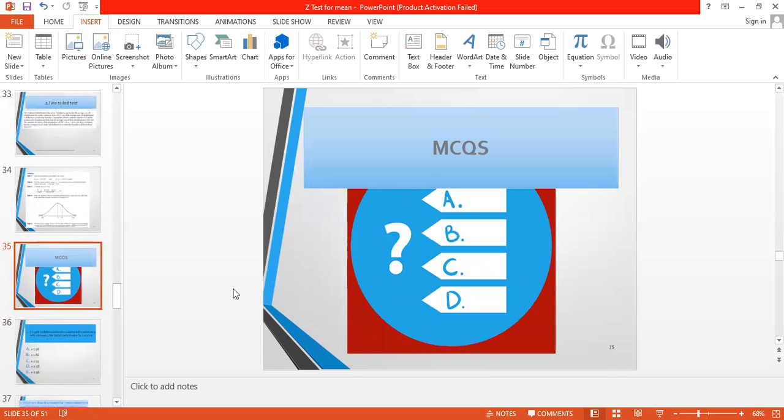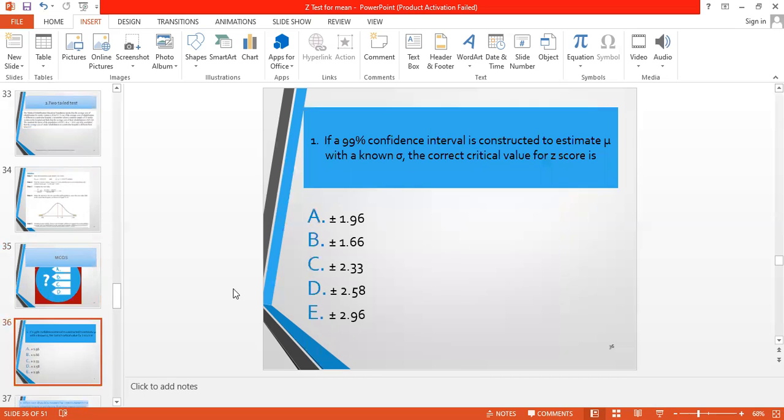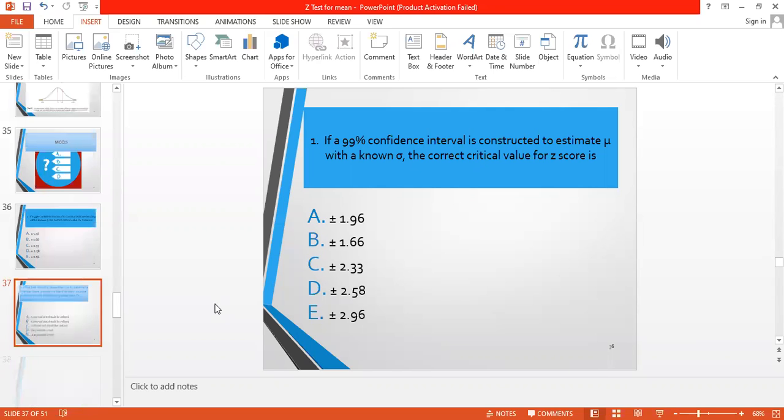Now it's time for the MCQs. If a 99% confidence interval is constructed to estimate the sample mean with a known variance, the correct critical value for a z-score is: plus minus 1.96, plus minus 1.66, plus minus 2.33, plus minus 2.58, or plus minus 2.96. D is the right answer, plus minus 2.58.